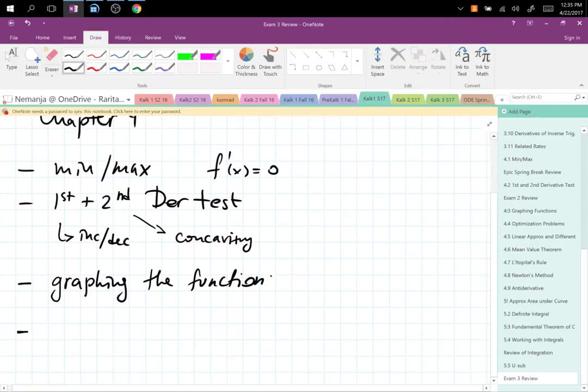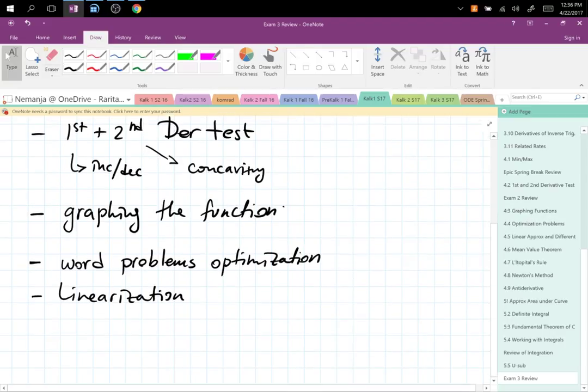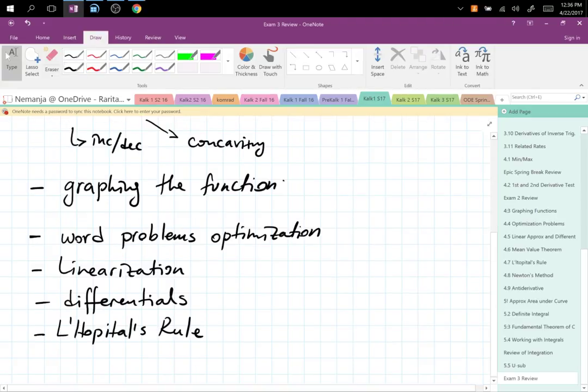After graphing, we have the word problems for optimization, which is again min-max. We also have linearization. We also have differentials. We also have L'Hopital's rule. And finally, I'm skipping over Newton's method because, you know, calculator.